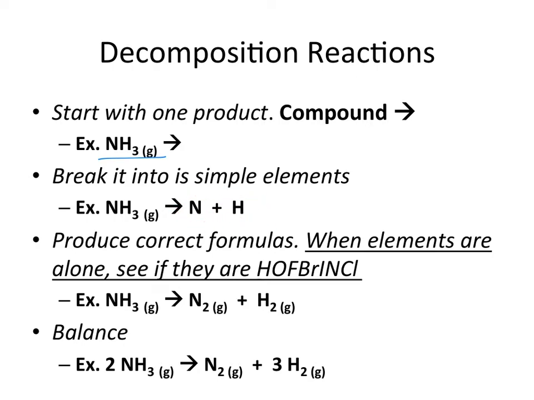Now I checked these, and I want to see, are these diatomic? Are they included in this HOFBrINCl? Well, here's hydrogen, here's nitrogen. So we're going to put them as N2 and H2, and they're going to be gases. And so here we have our skeleton equation. One thing that's wrong is it doesn't satisfy the law of conservation of mass, so we're going to have to eventually balance it.